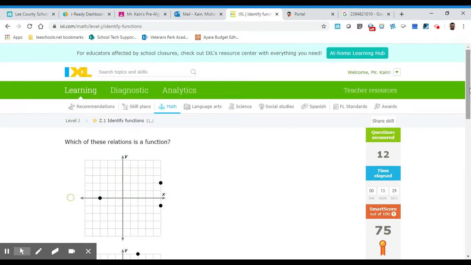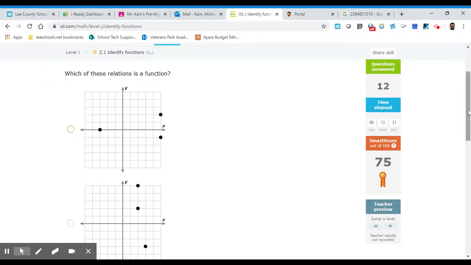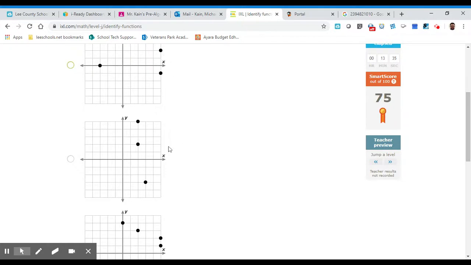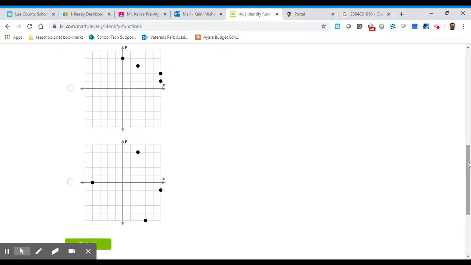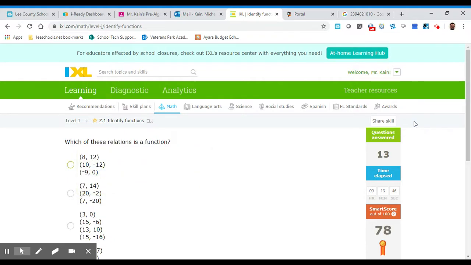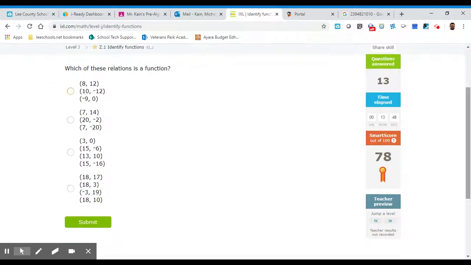Okay. So let's do some of these a little bit faster. So we know that this doesn't pass, this doesn't pass. It looks like this one doesn't pass because of this. And this one does pass the vertical line test. Okay. So which of them is a function?